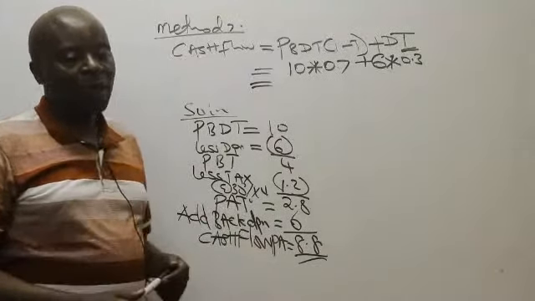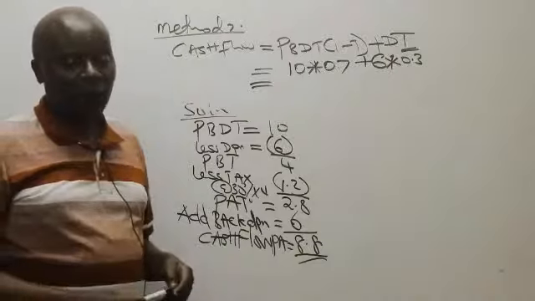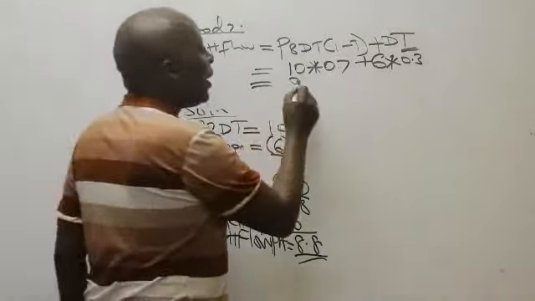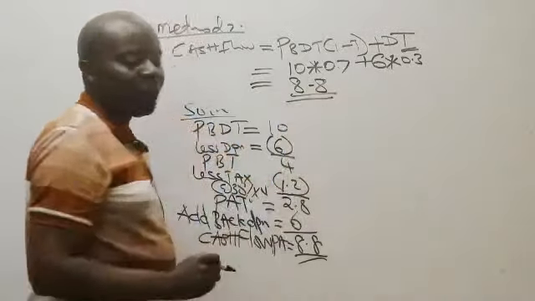What will be our cash flow per annum? Kindly, what will be our cash flow per annum? Somebody is telling me it is 8.8. Thank you very much. It is 8.8, like that.